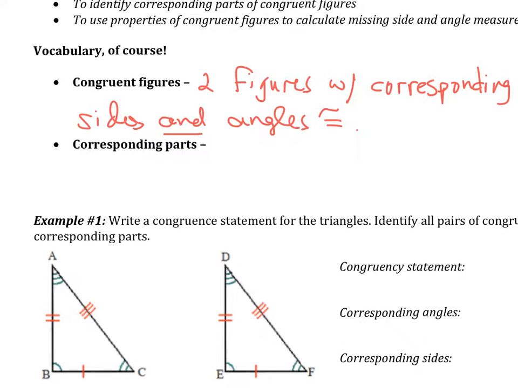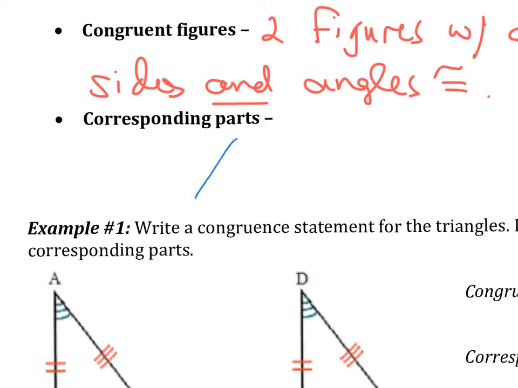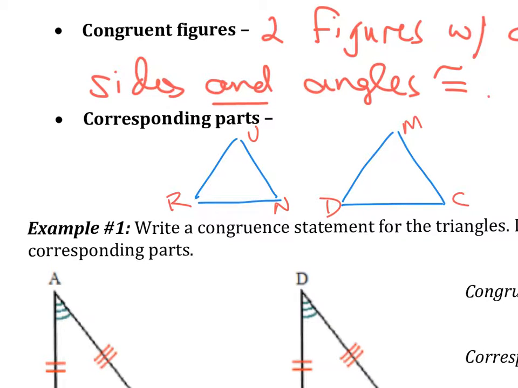The key to this, though, is this idea of corresponding. So what I'm going to do is draw a picture to represent the corresponding. I want you to draw two triangles that look like they're the exact same size, okay, like this. I will label one of them R-U-N and one of them D-M-C. Okay, are we good?